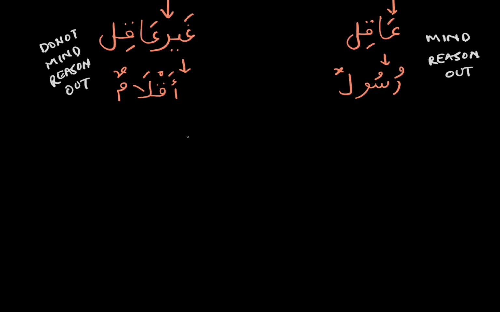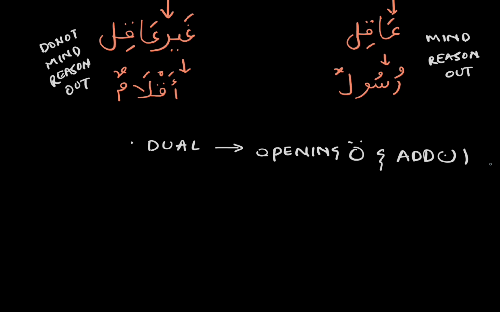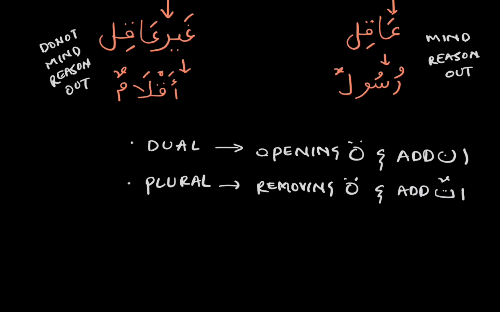So in short, let us see what we have studied about feminine nouns. The dual feminine nouns are formed by opening the closed ta and adding alif nun at the end. The plural feminine nouns are formed by removing the closed ta from the end and adding atun, alif ta with a tanween, at the end. This is the way you can form dual and plural nouns in feminine nouns.